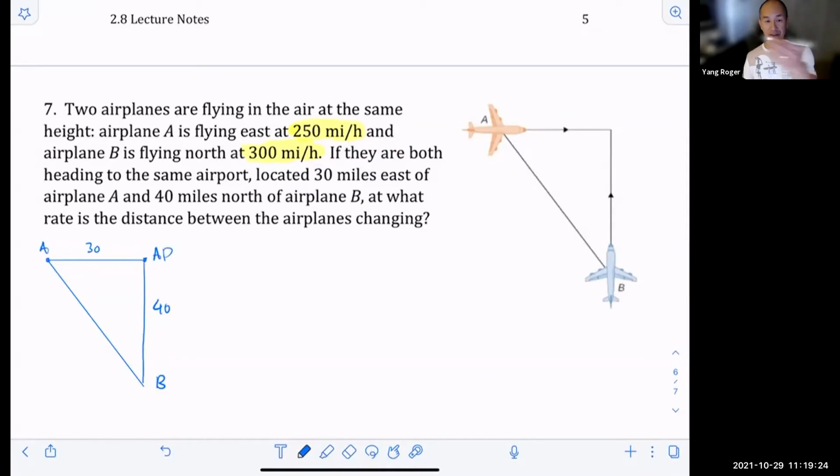But then A is flying east and B is flying north. So a little bit later, I think my picture probably looks like this. Here's the airplane, but this triangle now becomes smaller. And then a little bit later, it becomes even smaller. Does that make sense to you guys?